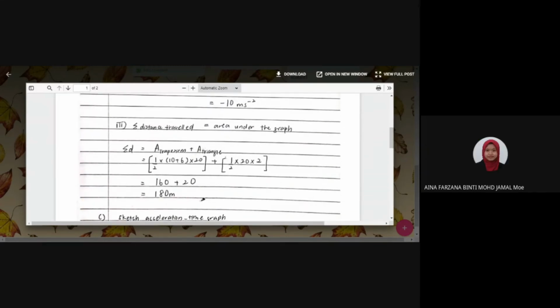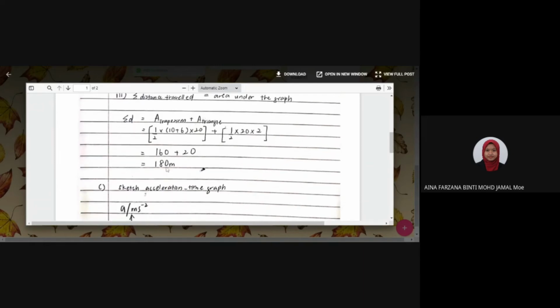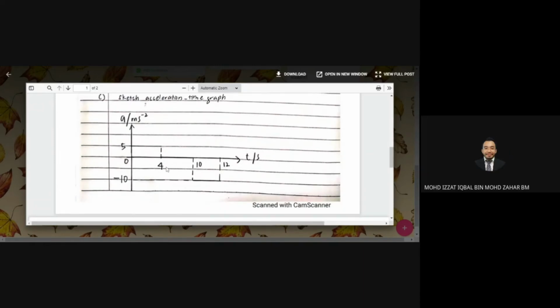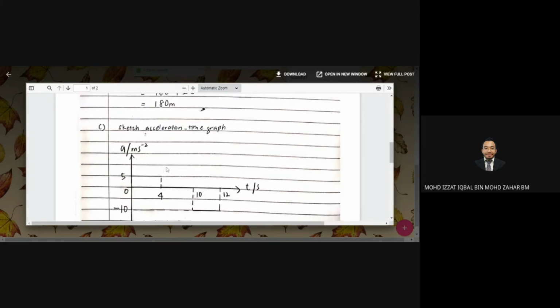Untuk VT graph, area under the graph tu sama dengan distance travel. So cari dia punya area. Okay, yang ni kamu dah kira tadi, kamu lukis kan? Very good. Okay, thank you. Betul ke sir? Betul. Sekejap, saya pergi balik ke saya punya ni, saya explain a little bit.